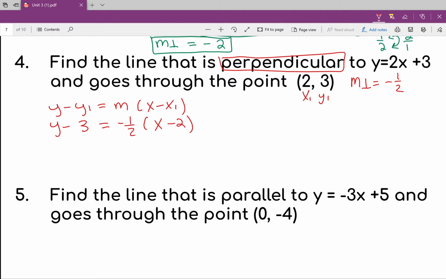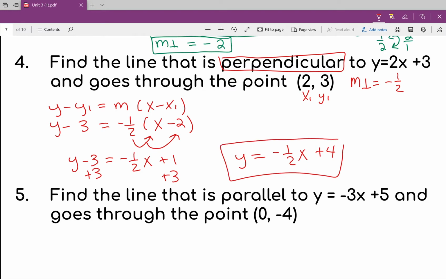Okay, so all I want you to do from here is get it in slope-intercept form, y equals mx plus b. First we're going to distribute the negative 1/2. So I get y minus 3 equals negative 1/2 x, and negative 1/2 times negative 2 is positive 1. And then we add 3 to both sides, and we get y equals negative 1/2 x plus 4. That's our answer. We know our answer is correct because look at our original slope. Our original slope was 2, and now our new slope is negative 1/2. So they are perpendicular to each other.